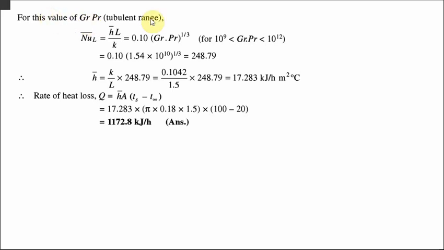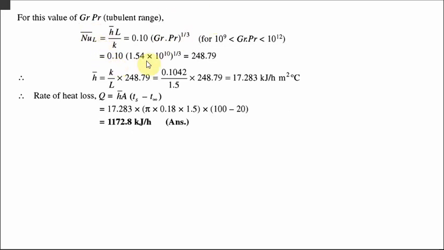Then since the flow is turbulent, we can go to page number 144, section 2.1. If Gr·Pr is more than 10 raised to 9, the value of Nusselt number is 0.10 times the Rayleigh number raised to 1 by 3. That is the correlation for Nusselt number.